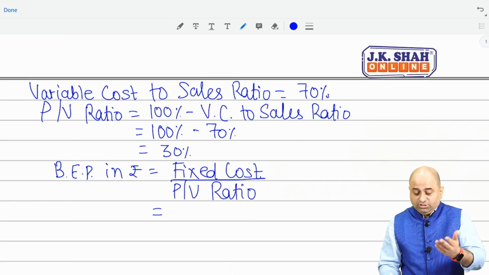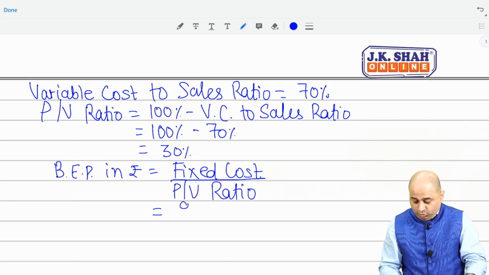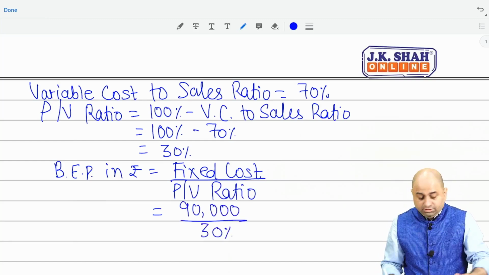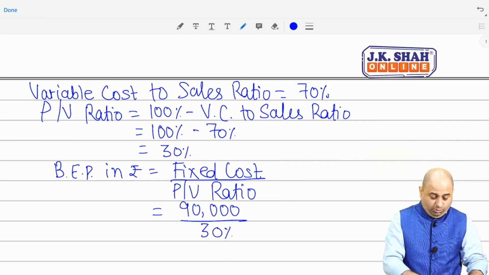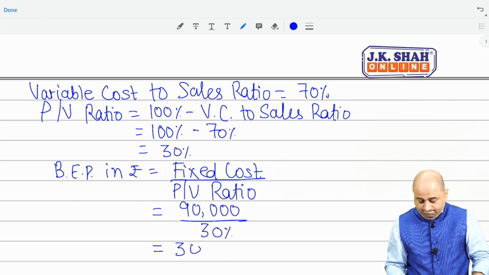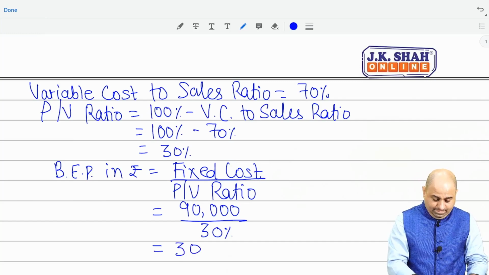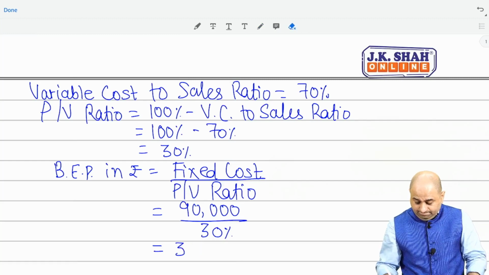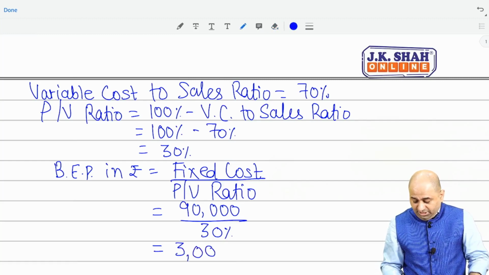Now, how much is fixed cost? The question clearly tells you 90,000. PV ratio is 30%, which means 0.3. So, three lakhs is your break-even sales.